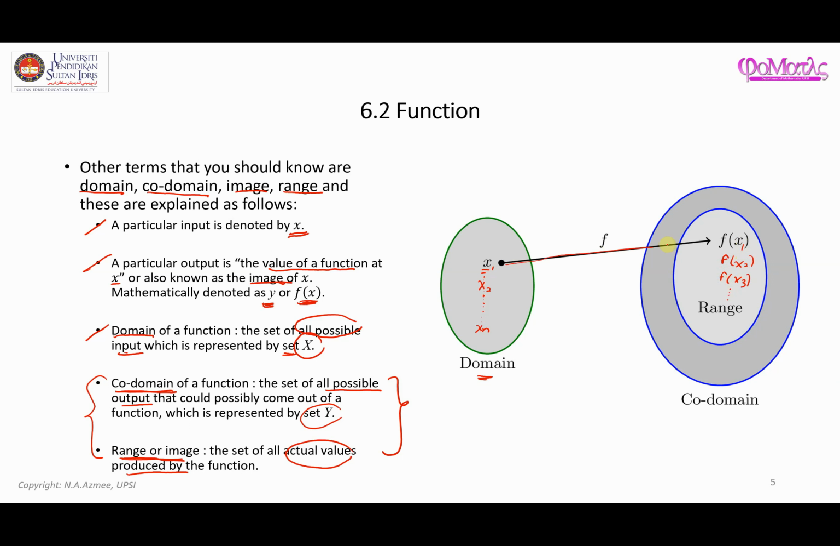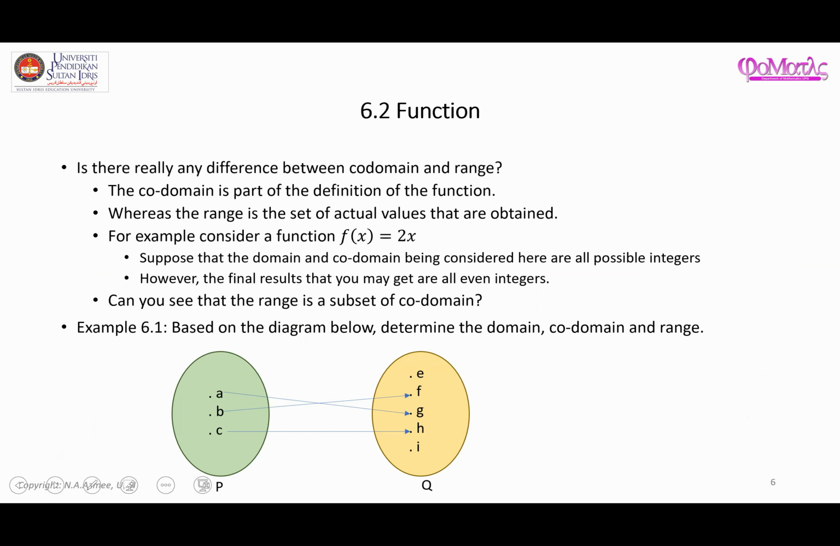So the link between x1 and f(x1) is given by a function f, and the set of all possible outputs is given in this area, which is the codomain. I hope you can see that the range is just a subset of the codomain. So this brings us to the next question, whether there is any difference between codomain and range.